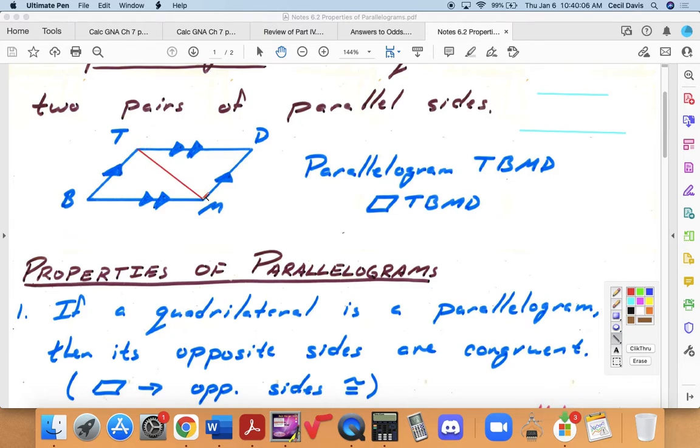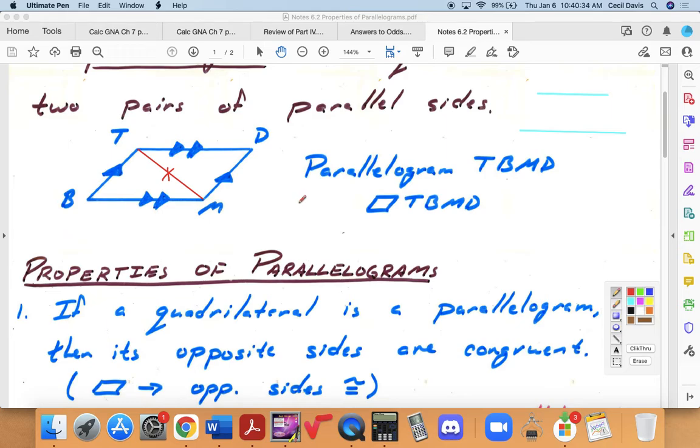You don't need to do this. Just watch, okay? So if I draw in this diagonal, I've got 2 triangles now, right? Can I prove that these 2 triangles are congruent? Yes. How? Angle, side, angle. Please tell me more. The diagonal is congruent to itself, by the reflexive property. Yes.